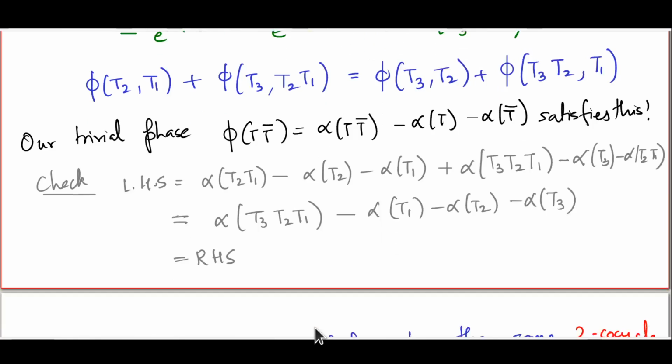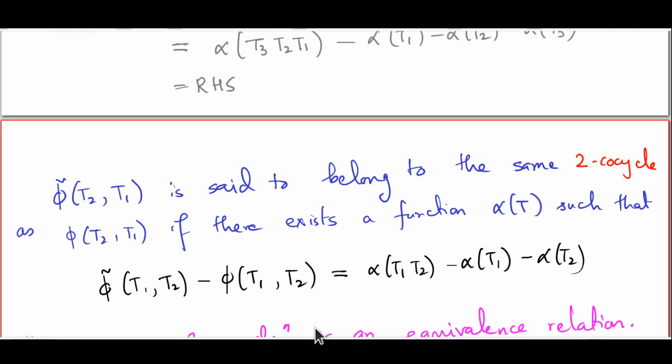To be more formal, phi tilde of t2, t1 is said to belong to the same Tuco cycle as phi of t2, t1 if there exists a function alpha of t such that phi tilde of t1, t2 minus phi of t1, t2 is alpha of t1, t2 minus alpha of t1 minus alpha of t2.